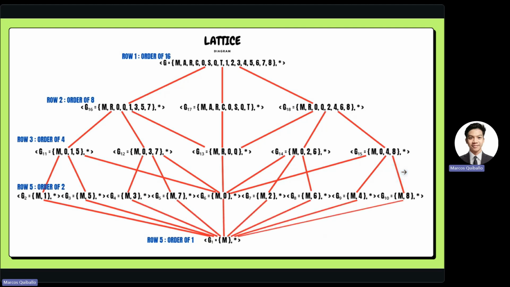So we can conclude that the order of the group, which is 16, is related to the order of its subgroups in such a way that the order of the subgroup is the same as the divisors or the factors of the order of the group.